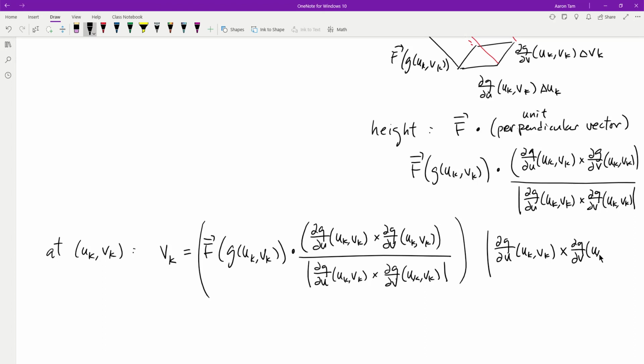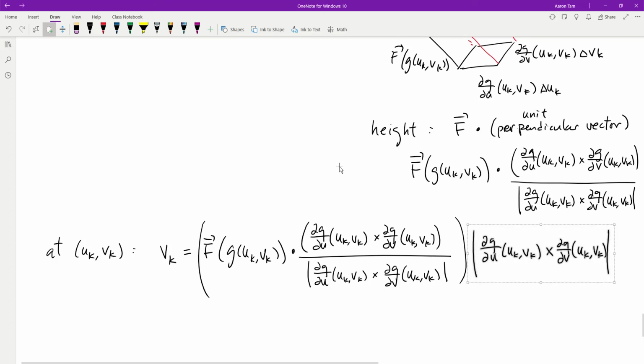And in case some of you are thinking that, yes, that is our surface area differential. You know what? Give me 1 second. Okay, I'm going to have to move it closer so that we have room. There you go, much better. And then I'm going to say delta u sub k, delta v sub k.